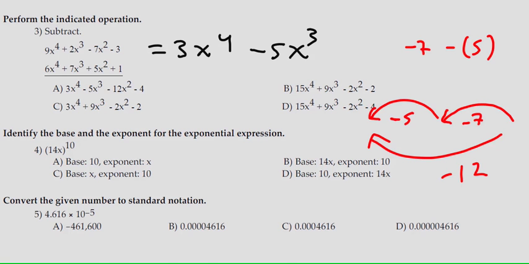That means I'm not using the sign rule for multiplication. I have nothing to do with multiplication here. I'm only adding and subtracting. So in this case, the answer will be minus 12x squared. Okay?